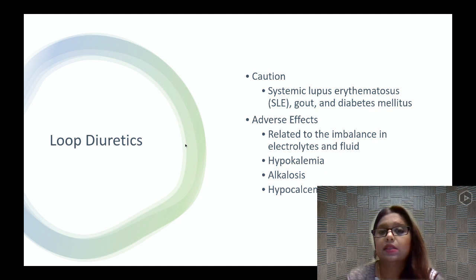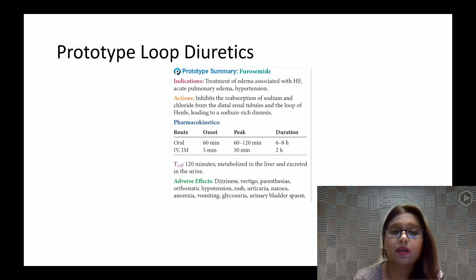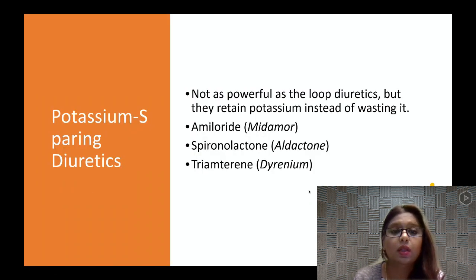Loop diuretics, remember that they have really bad adverse effects. They could cause severe fluid volume imbalances. They could cause hypokalemia. Their potassium levels might go low. They might cause alkalosis and hypocalcemia, all right? So those are all loop diuretics.